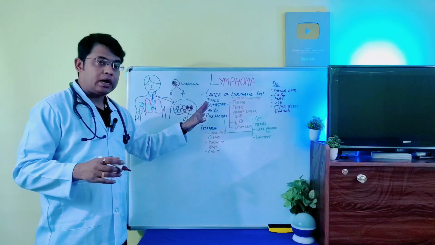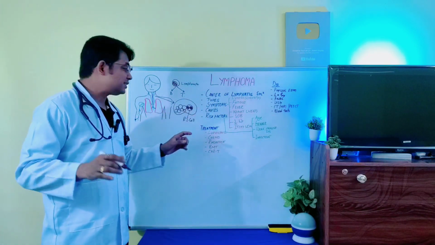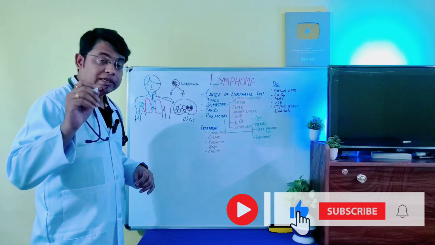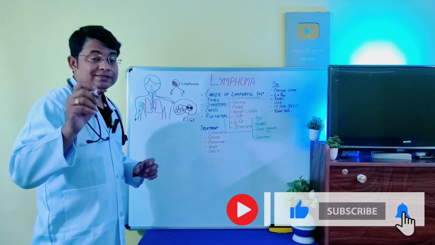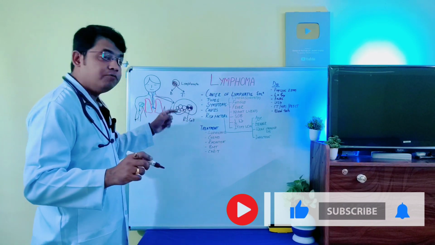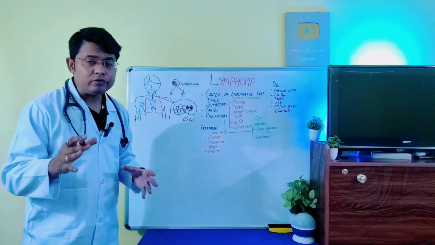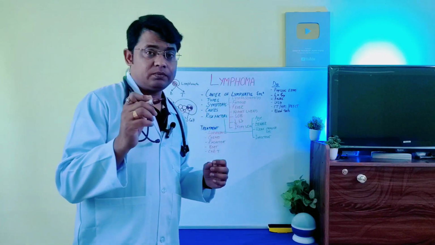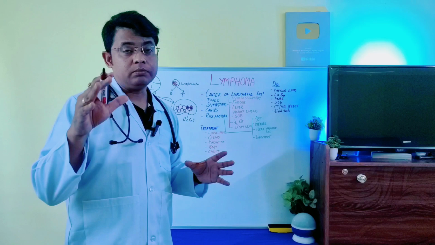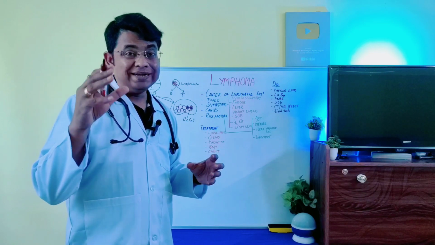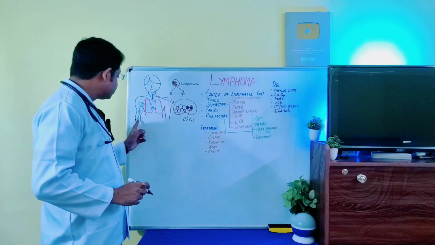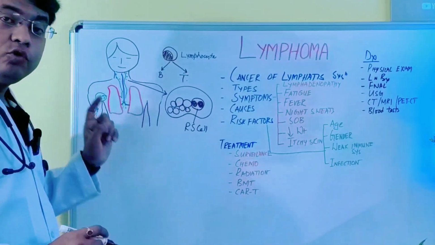Today's topic is lymphoma. Now, before going on to discussion, let me tell you what is lymphoreticular system, because lymphoma is a type of cancer that is associated with the lymphoreticular system. Lymphoreticular system is the basic factor behind our normal immunity. So it builds our normal immunity, and the components are lymphatic vessels and lymph nodes.